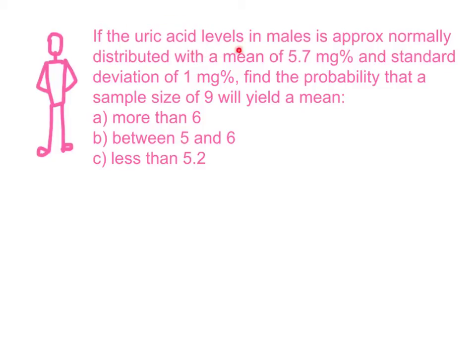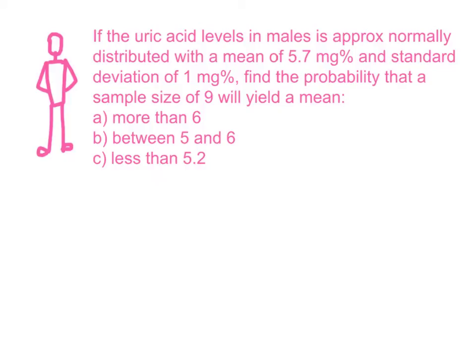So we're going to say that the uric acid levels in males is about normally distributed with a mean of 5.7 milligrams per cent and a standard deviation of 1 milligram per cent. Find the probability that a sample size of 9 will yield a mean that is more than 6. And then we'll try between 5 and 6. And then we'll do less than 5.2. Alright, so this is similar to the previous problem that we did.